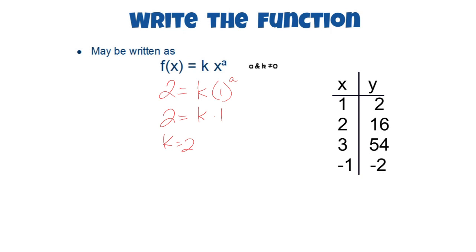Once I know what k is, now I'm going to start over. I'm going to do it again with a different point, and I have 3 more options. I'm just going to go to the next one. I'm going to use the 216. Put 16 in for the y. I now know that k is 2, so I'm going to put a 2 in for the k.